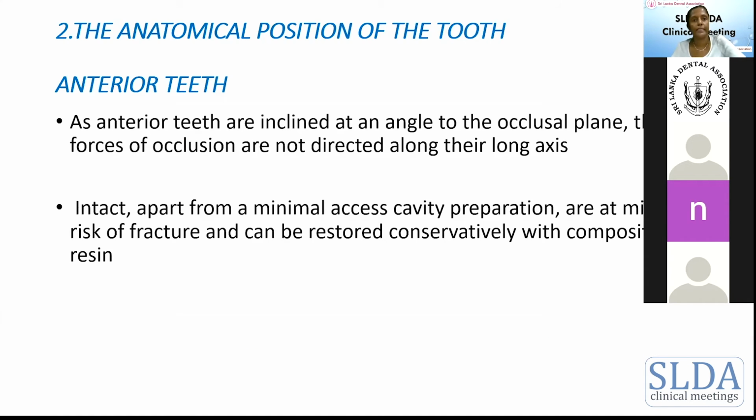Then the second factor is the anatomical position of the tooth. Usually the anterior teeth are inclined at an angle to the occlusal plane, so the occlusal forces are not directed along their long axis. Therefore, if the anterior tooth is intact, with good tissue, and there is only a minimal access cavity preparation, there is a minimal risk of fracture, and we can conservatively restore these types of teeth with composite resin.